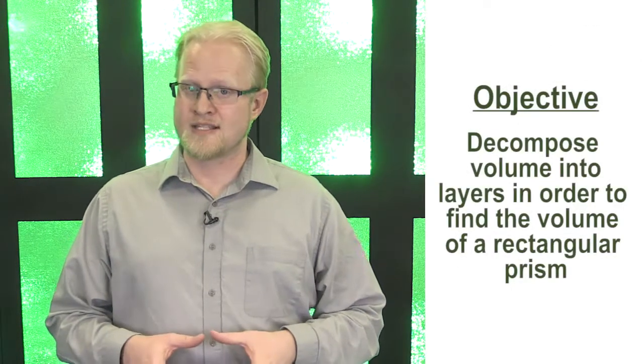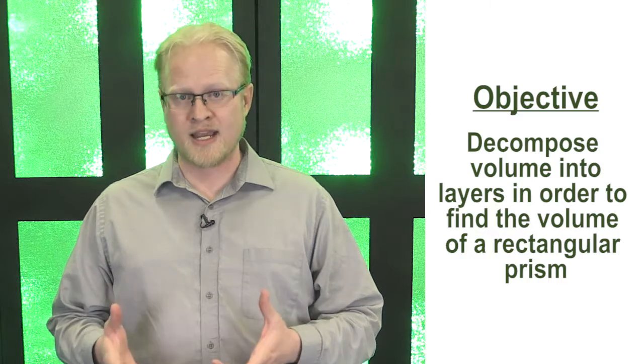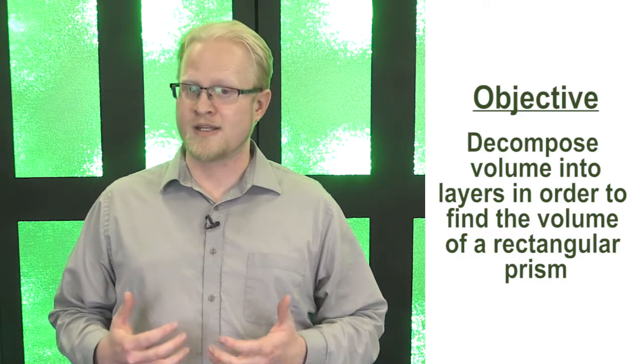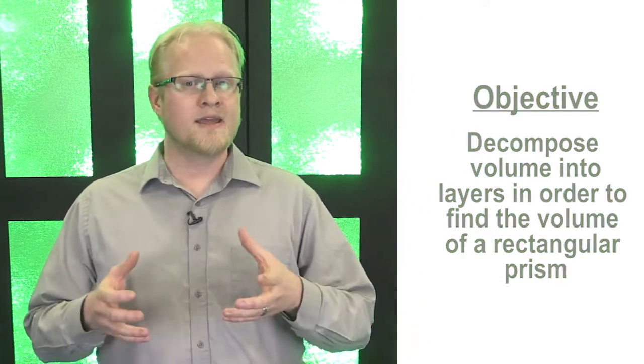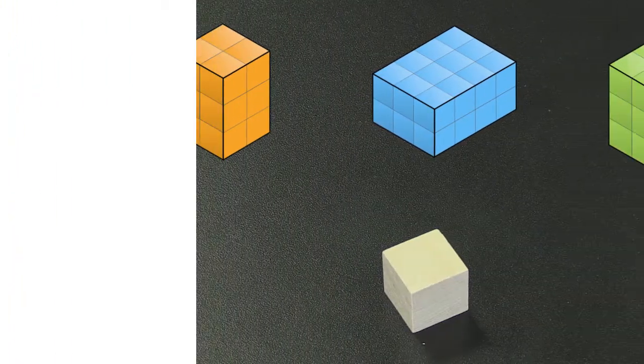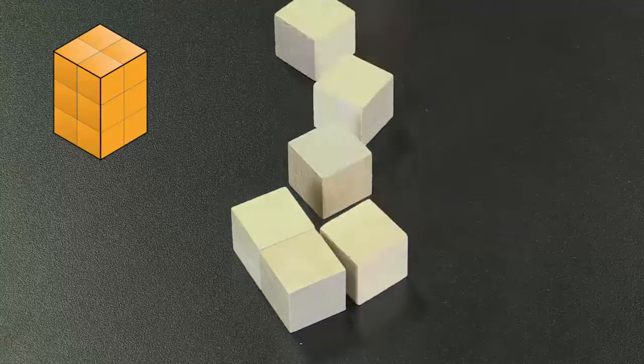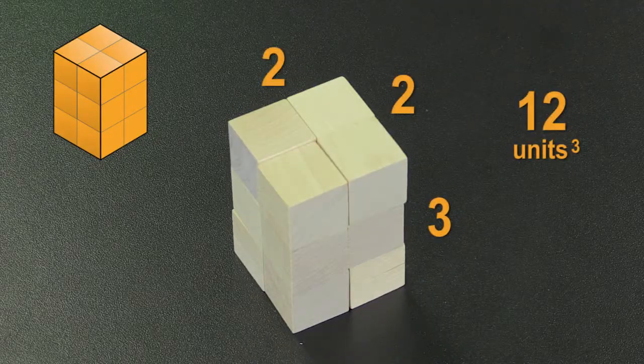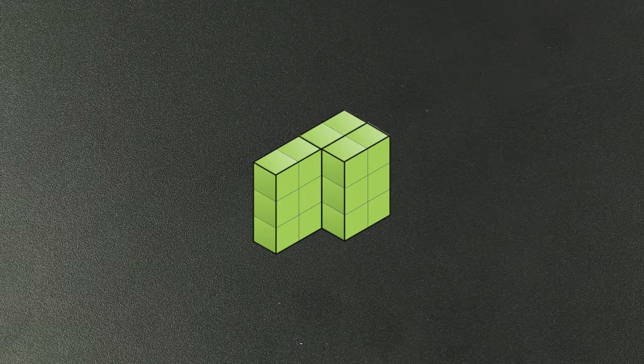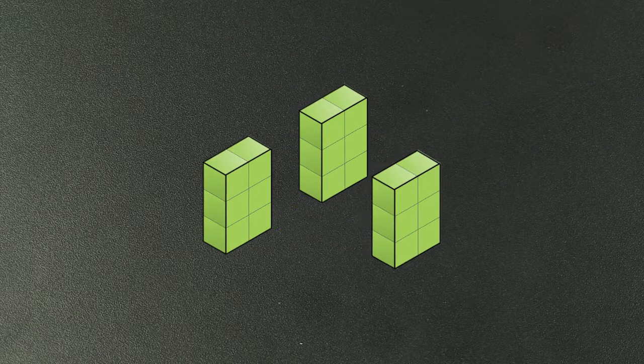The objective of this lesson is to decompose volume into layers in order to find the volume of a rectangular prism. In the previous lesson, we discussed volume as an attribute of rectangular prisms. We practiced using the packing method to determine volume. In this lesson, we will learn how to decompose rectangular prisms into sections to allow us to calculate volume as a repeated addition expression.